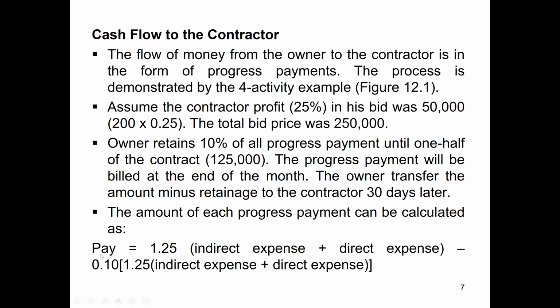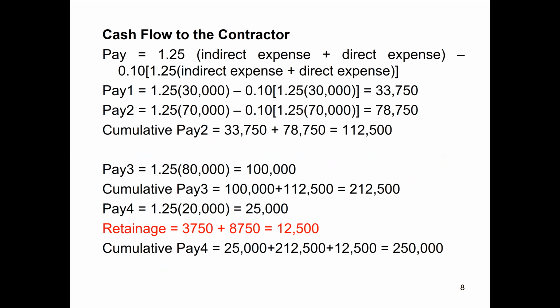Now minus 10% is the retainage of the same. So within the bracket is the same amount, 1.25 times the indirect expenses plus the direct expenses. Now we will calculate by having this. So in the next slide, we are going to put the same and see what the first payment, second payment, third payment and fourth payment are going to look like. So here we can see the same payment we have seen before: payment is 1.25 times indirect expenses plus direct expenses, minus 10% retainage of the same.